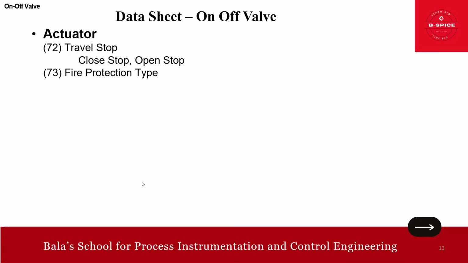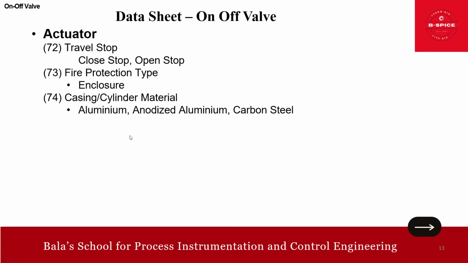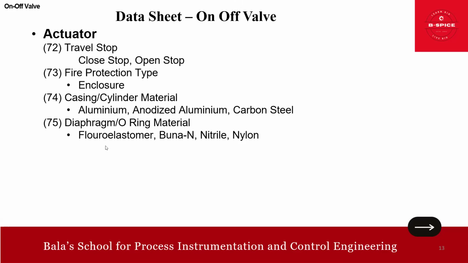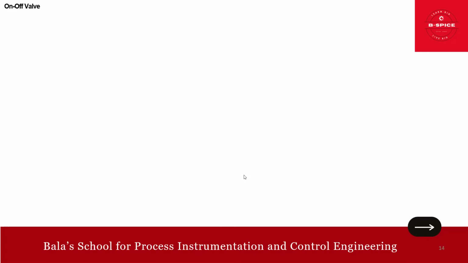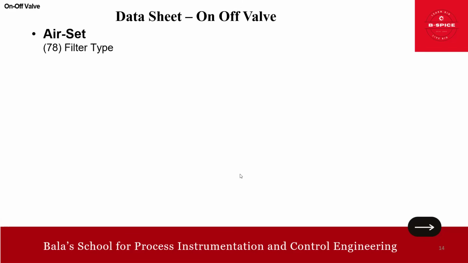I need this fire protection type enclosure. Basically this is enclosure and casing and cylinder material. It can be aluminum or anodized aluminum or carbon steel. Then diaphragm o-ring material: fluoroelastomer, Buna-N, nitrile or nylon. Fireproof enclosure material basically depends on whether you want it. If fireproof is required, then we can go for it, and of course we can check with the vendor. And spring material: carbon steel, rust resistant coating, all these. So the actuator also we are done.